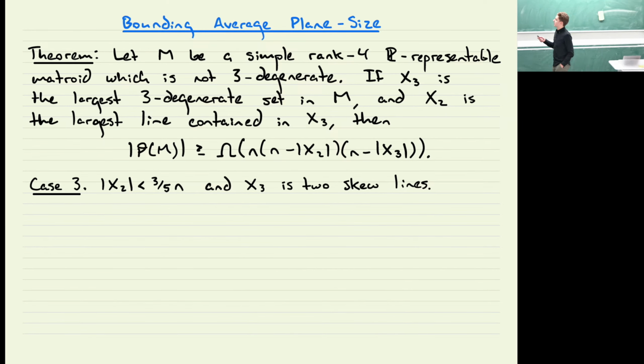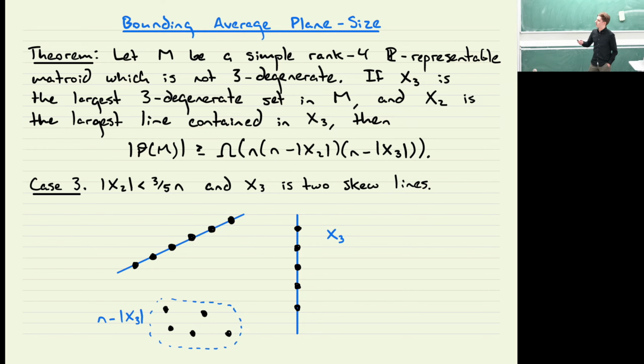So the final case to consider is when x3 is the union of two lines. I'll probably go through this case a little more quickly because you're probably starting to get the picture of the strategy we use here. We basically do the same thing in every case. You have this big structured thing, and then you go through each of the leftover points and only count those planes which hit the leftover set in exactly one point. And we're going to do the same thing again.